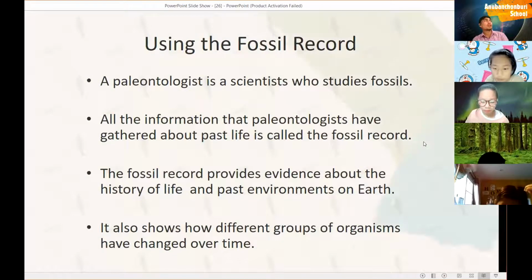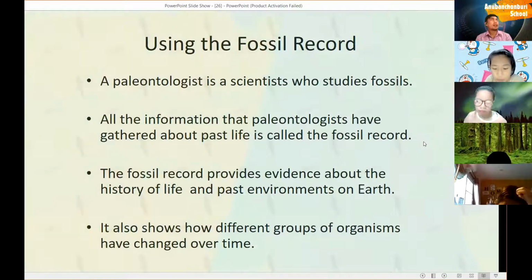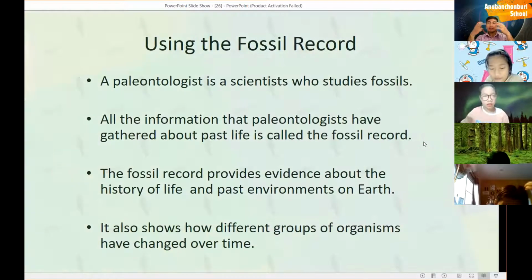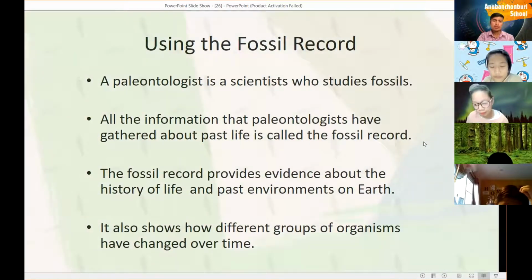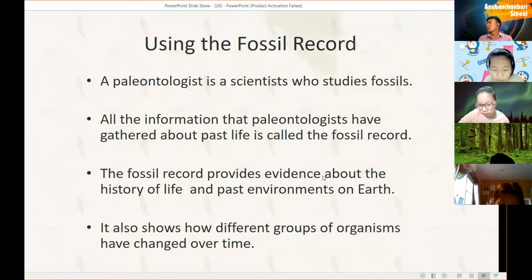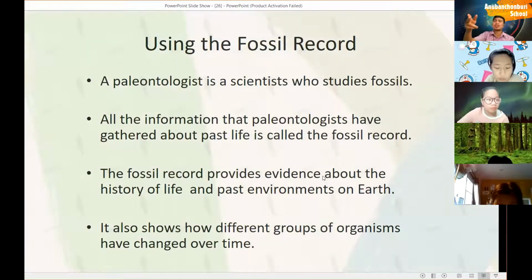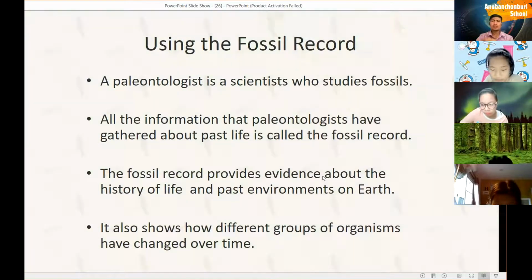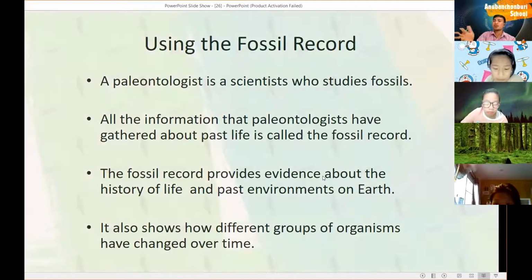If you combine them together, you can compare which animals lived together, coexisted, at a certain period of time. The fossil record provides evidence about the history of life and past environments on Earth. For example, in a desert, you can see a bone of a fish. You cannot say immediately that this desert was an ocean before just because there's a bone of a fish. We cannot say that unless there is a fossil record.